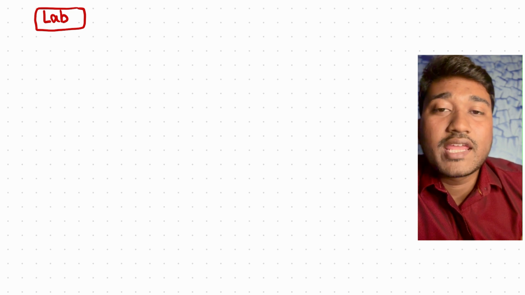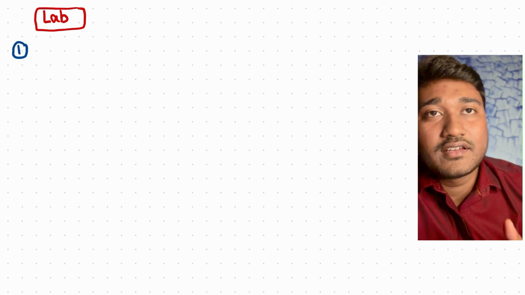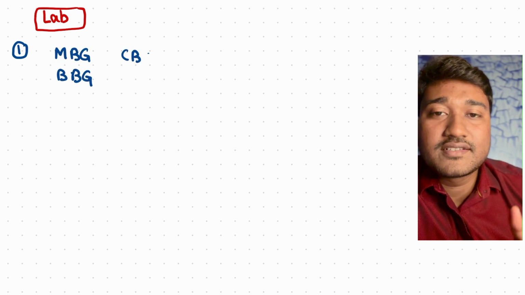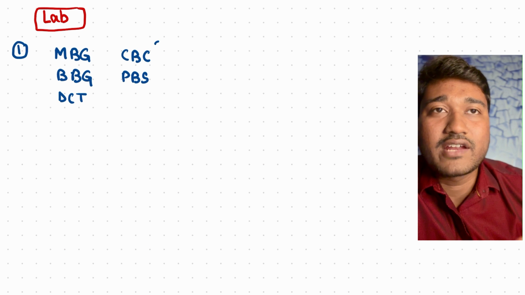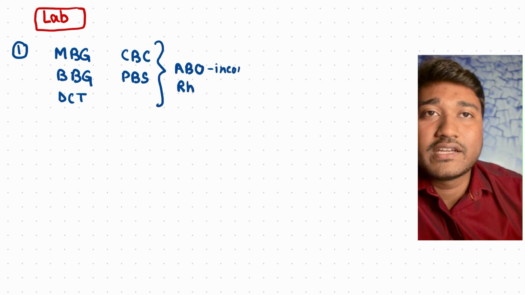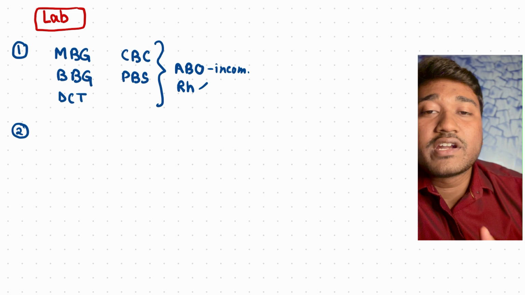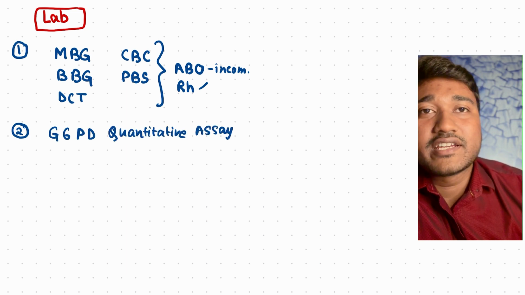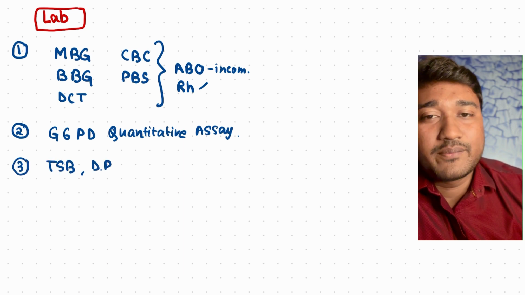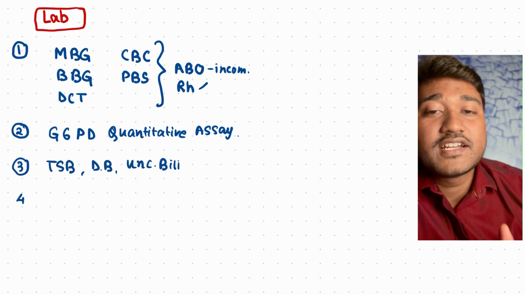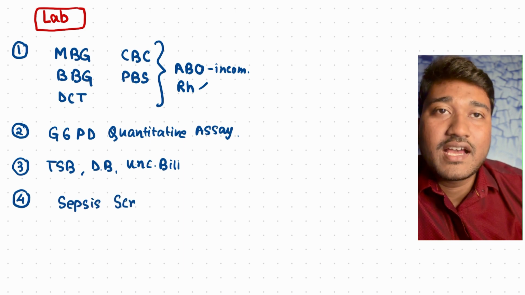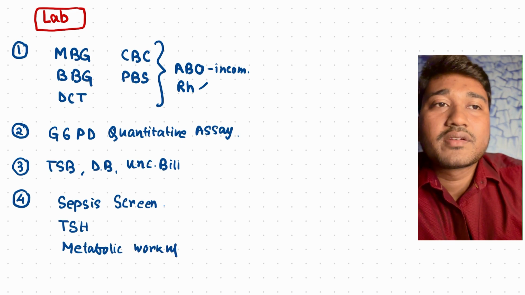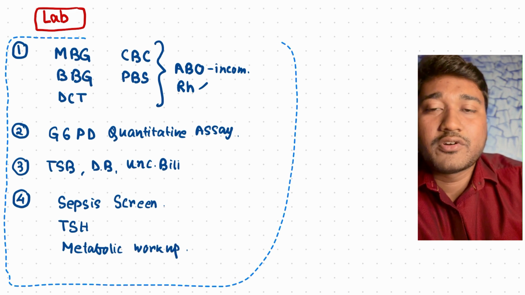First, your ABO incompatibility, which is very common, like mother's blood group, BBG means baby's blood group, and DCT, direct Coombs test, and CBC and peripheral blood smear, very important for diagnosis of ABO incompatibility or Rh incompatibility. And also second thing, G6PD quantitative assay, very important. And of course, the TSB, direct bilirubin, and unconjugated bilirubin you have to send. And another thing, sepsis screening is very, very important. Blood culture is important after sepsis screening. Metabolic workup is very, very important here. So please don't forget TSH, it is very, very important. Okay.